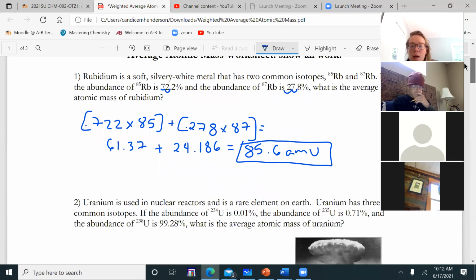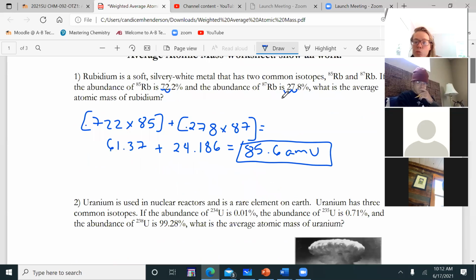Any questions on calculating mass? On the average of mass, on where those numbers are coming from? Yes, no.